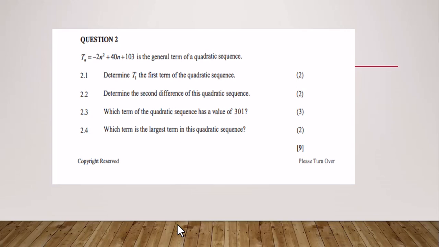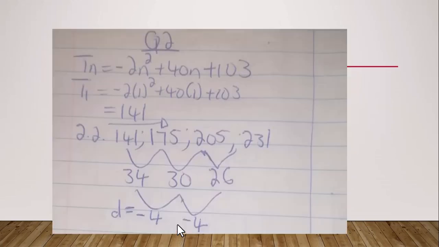And then in question 2, we have Tn is equals to negative 2n squared plus 40n plus 103 is the general term of a quadratic sequence. Determine T1, the first term of the quadratic sequence. So we want to find the value of the first term. You just substitute 1 where you see n: minus 2 into 1 squared plus 40 into 1 plus 103.